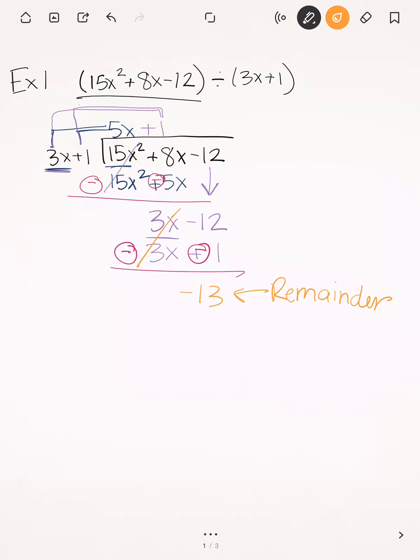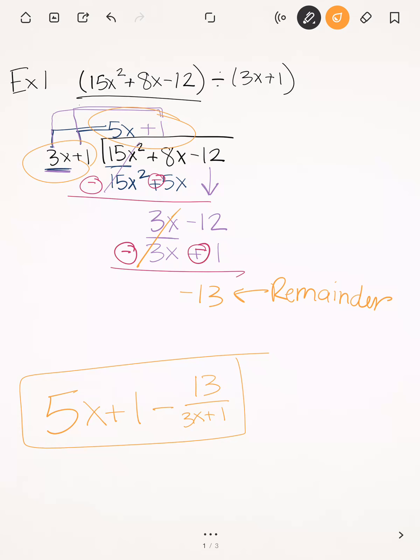Okay, so how I write my answers, I have what's up top, 5x plus 1. Then I have my remainder. It's negative, so I have minus 13 over what I divided by right here, 3x plus 1. And this is my answer.